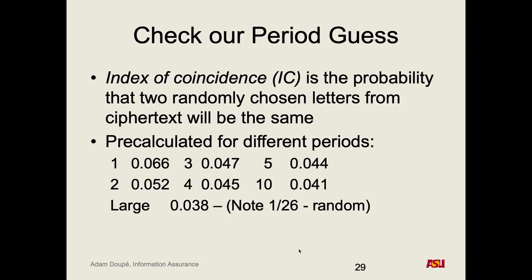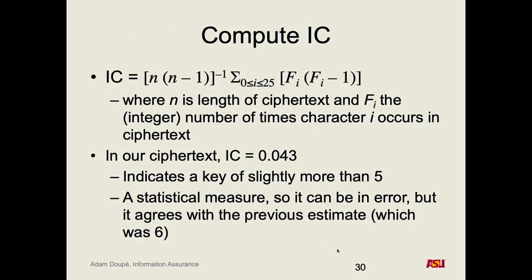It is looking at this, so, sorry, we're going to have to go back and forth a little bit. Okay, so our index of coincidence is 0.043 in that ciphertext.